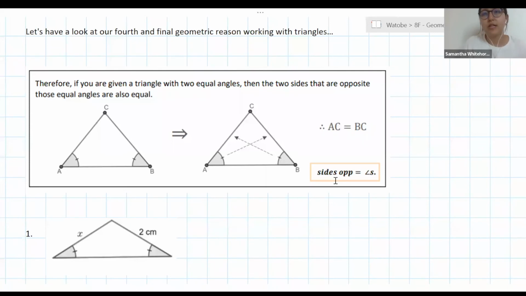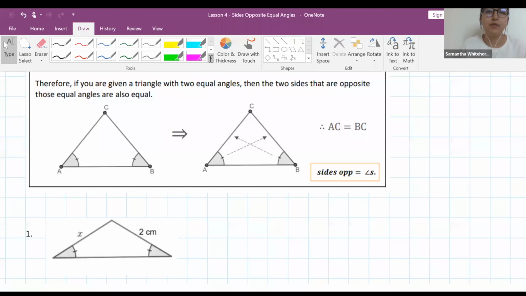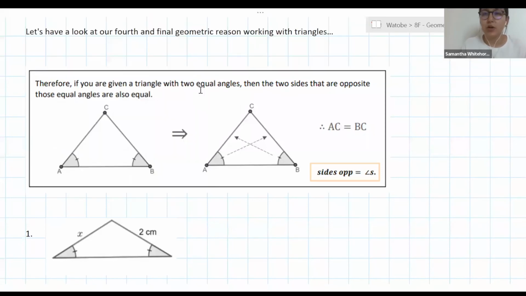But what we're going to have a look at today is a reason that goes hand in hand with the reason we have already done around the fact that angles opposite equal sides are equal. And this is what we call a converse reason. So it's when we say that the opposite is true. Previously we said, if I give you equal sides, you know that the angles opposite them are equal. Here, we can now say the opposite. If I give you two equal angles, then the two sides opposite those equal angles are equal in length.